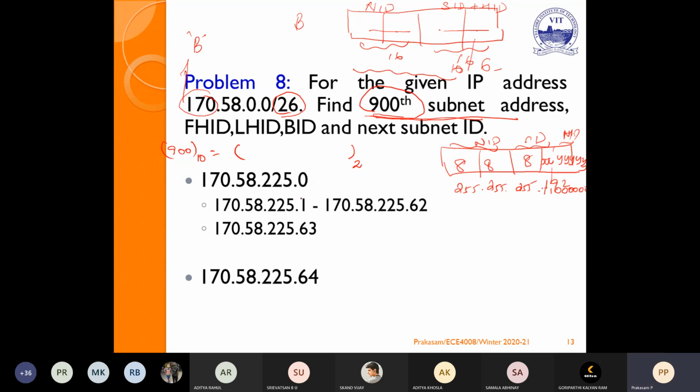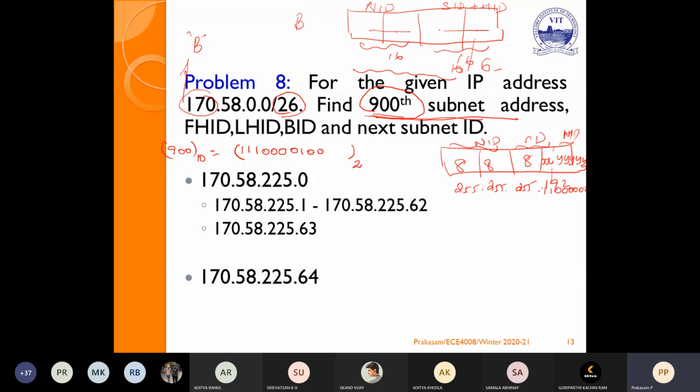What is the binary equivalent for 900? The equivalent for 900 is 111 000, then 100.